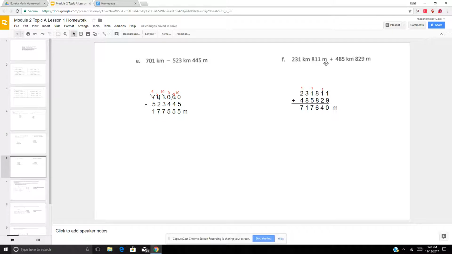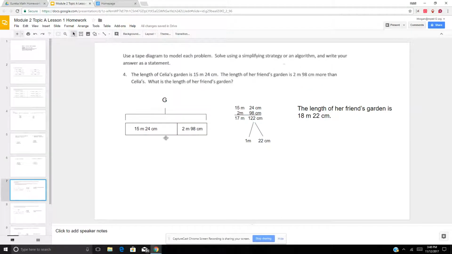Again, there are 1,000 meters in a kilometer. So this is 231,811, 485,829 when you convert it into meters. And we're actually adding, and when we add them together, we get 717,640 meters. And again, you do have to show your work. For this, you have to use a tape diagram to model it. Use a simplifying problem, so you have to convert it into the smaller units and write it as a statement.